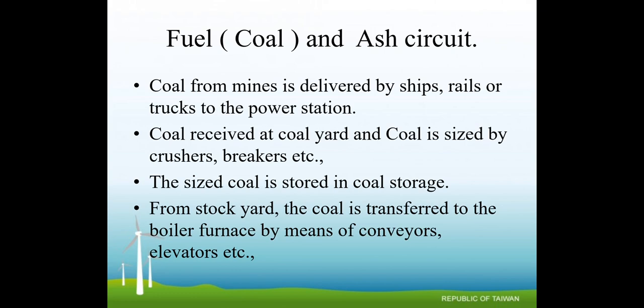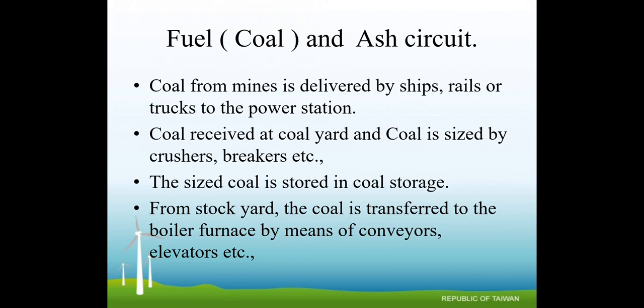We already discussed that coal from the mines is delivered by ship, rail or truck to the power station. After receiving the coal at the coal yard, the coal is sized by the crusher or breaker. Then only can we easily burn the coal. Effectively, heat should be generated. The sized coal is stored in the coal storage. From the stock yard, the coal is transferred to the boiler furnace by means of conveyor and elevator.